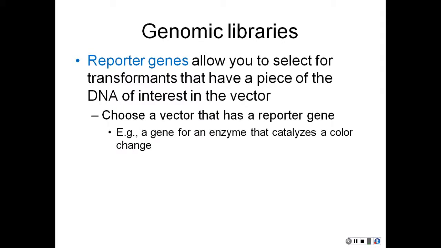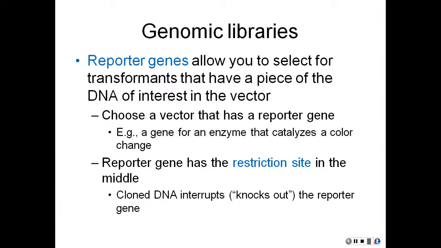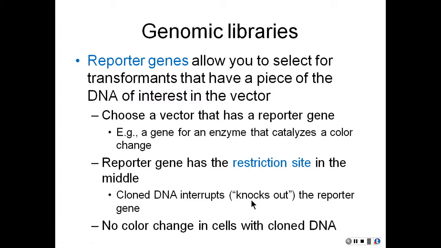So my vector has a reporter gene, for example, a gene for an enzyme that makes a color change, and the reporter gene has a restriction site in it, a cut site, and if there's a piece of DNA inserted into that reporter gene, it's going to be a mutation, a knockout, an interruption of the reporter gene so that I'm not going to get the color change.